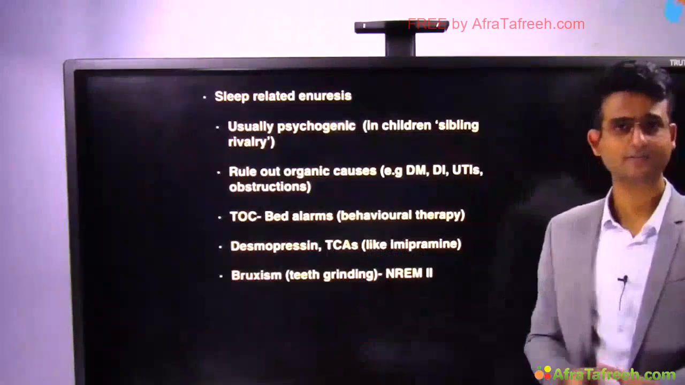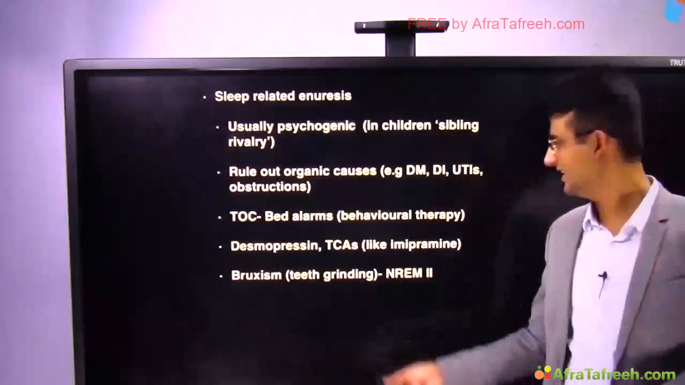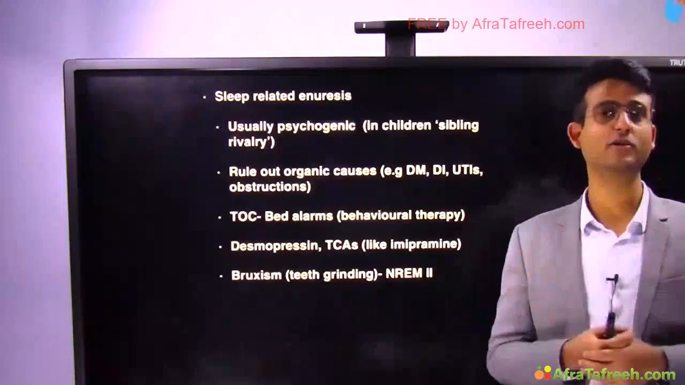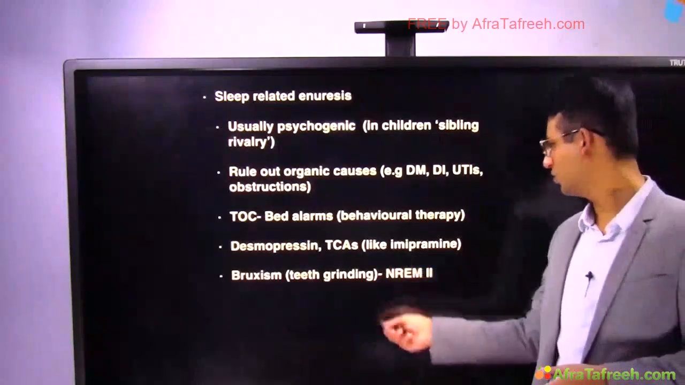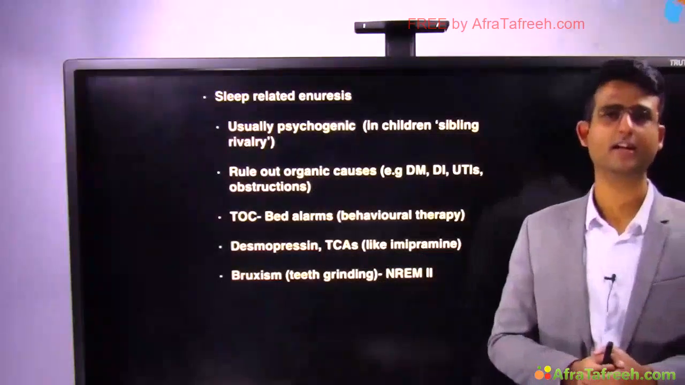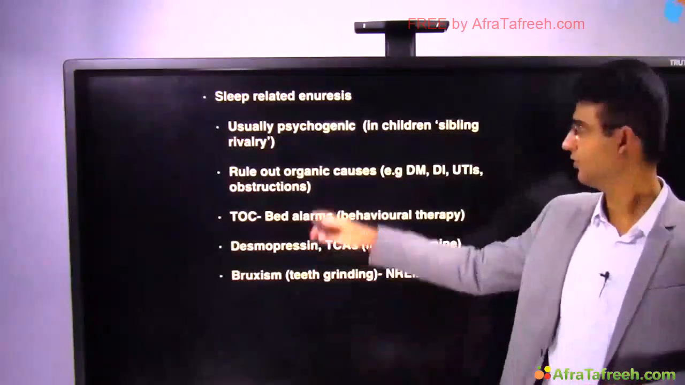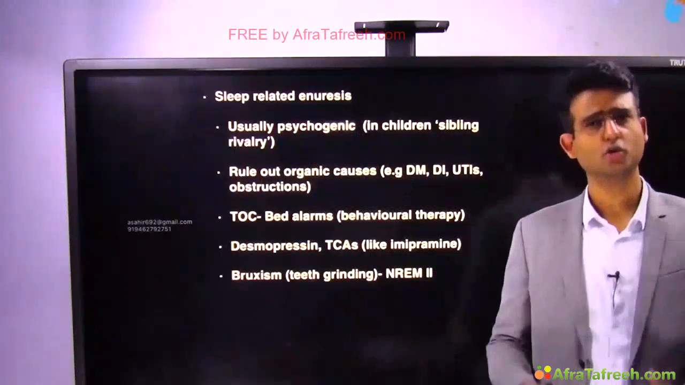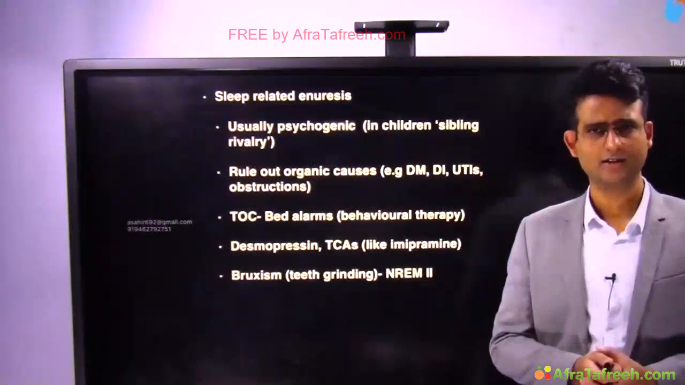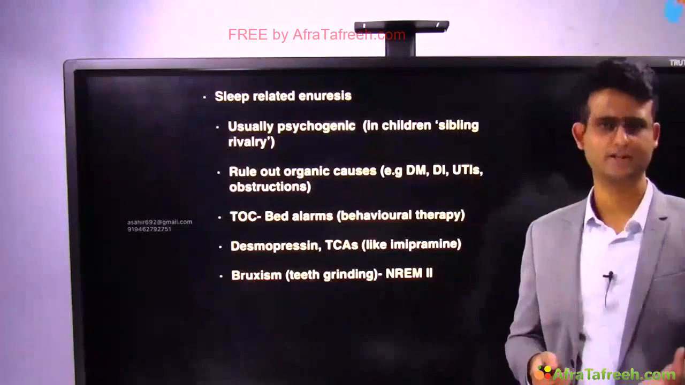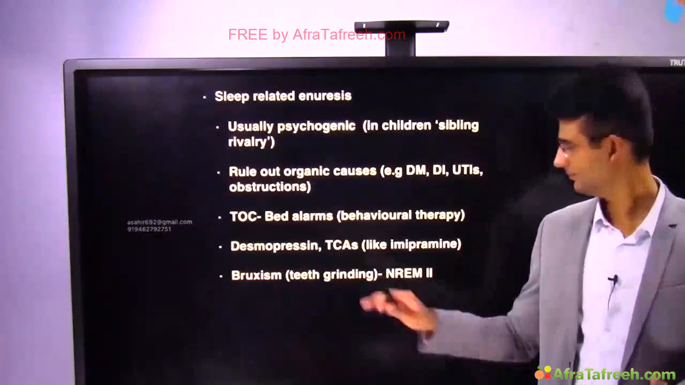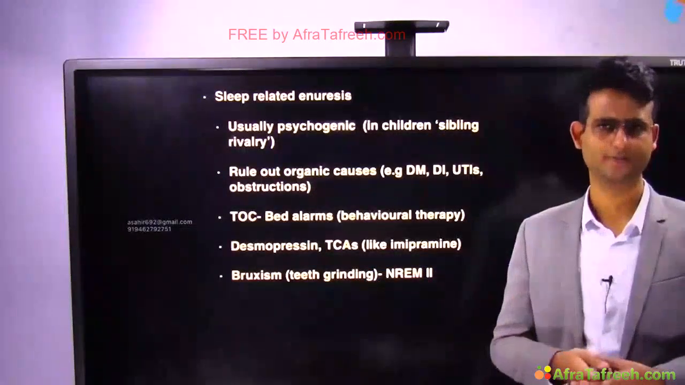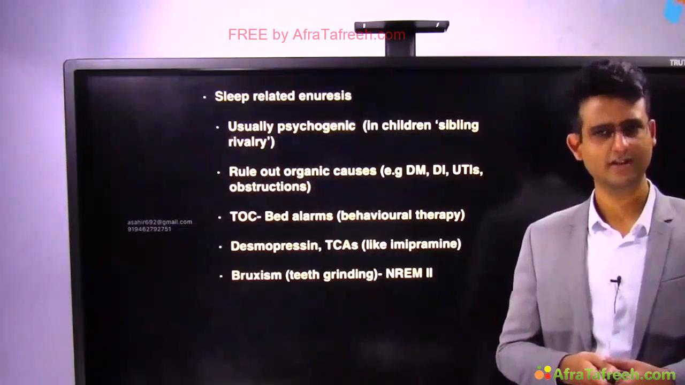Then there is bruxism, the clenching of the jaw or teeth grinding. Repetitive teeth grinding may cause damage to the enamel. Bruxism is more commonly seen in NREM 2 than NREM 3 or 4. Now, what is the treatment for all of those? We talked about enuresis, but what about others? Usually, no treatment is required, just parental reassurance.